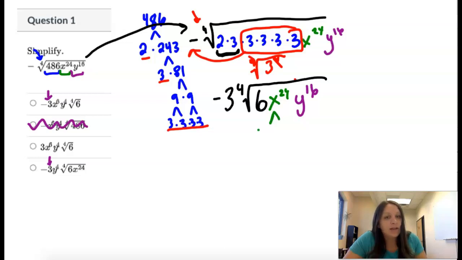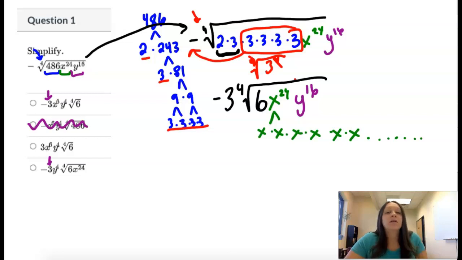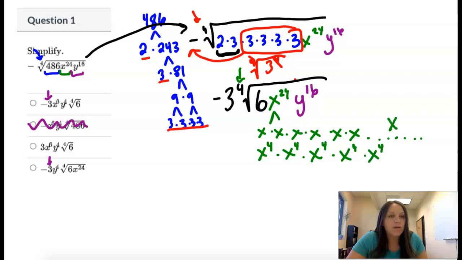This is really x times x times x times x times x times x 24 times, a lot. So I'm going to use my exponent properties here, and I know I'm going to have x to the fourth. x to the fourth. x to the fourth. I chose 4 because of this number, right? And I'm going to have that, x to the fourth, 6 times. Because these have to multiply to equal 24.